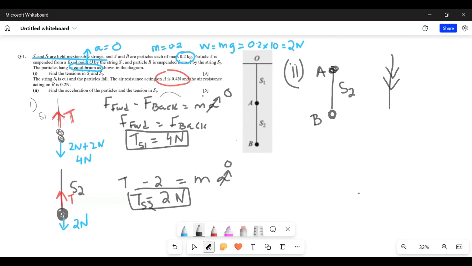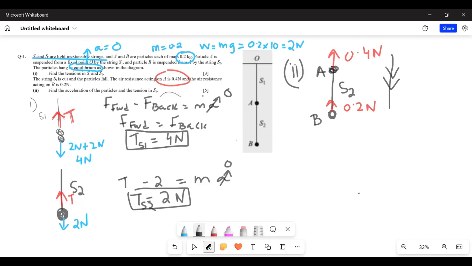The object is going downwards. You show the direction by double arrows. So the object is going downwards. That means the resistance is going to be against the direction of motion. So this is 0.4 newtons acting upwards at A. And the air resistance acting on B is 0.2 newtons. So at B, you also make an upward arrow, 0.2 newtons. Okay. Find the acceleration of the particles and the tension in string S2.